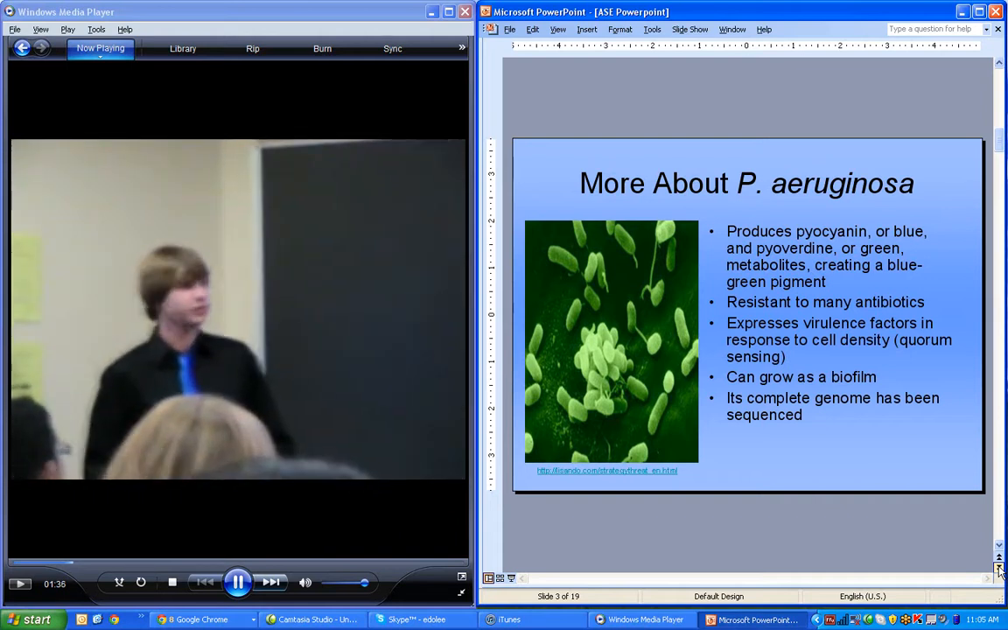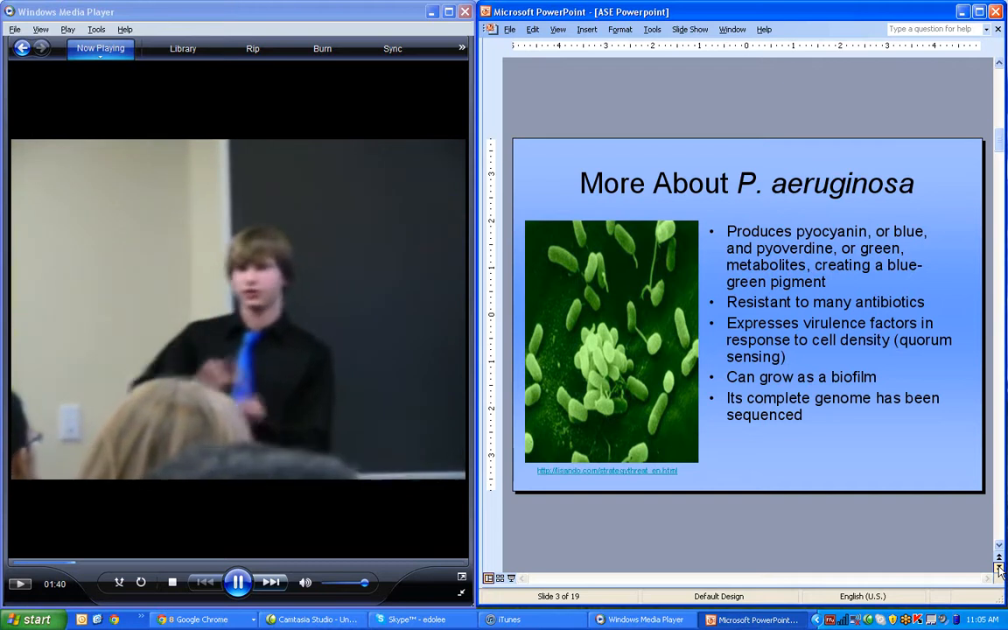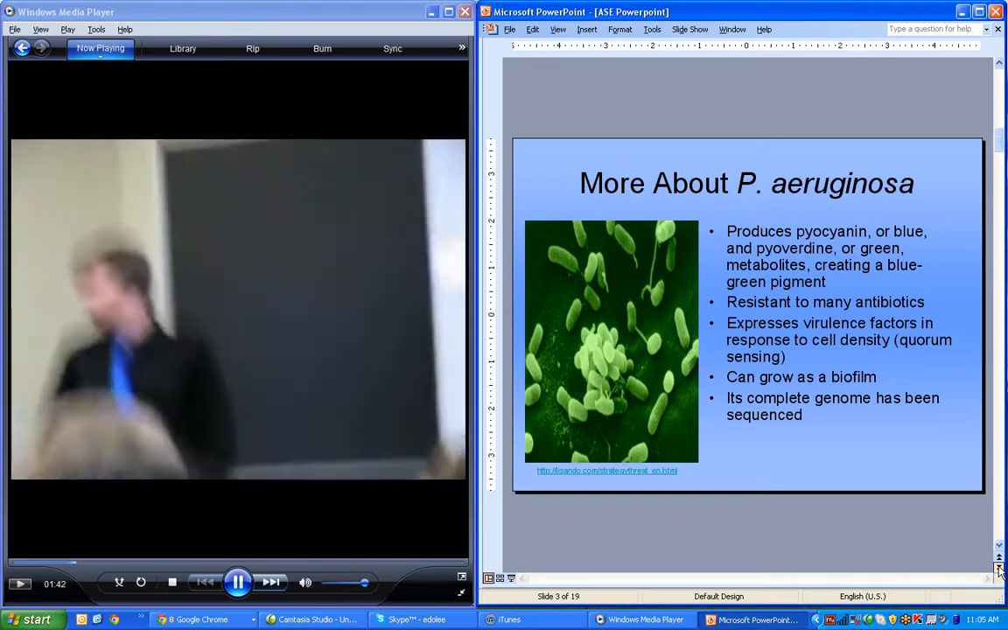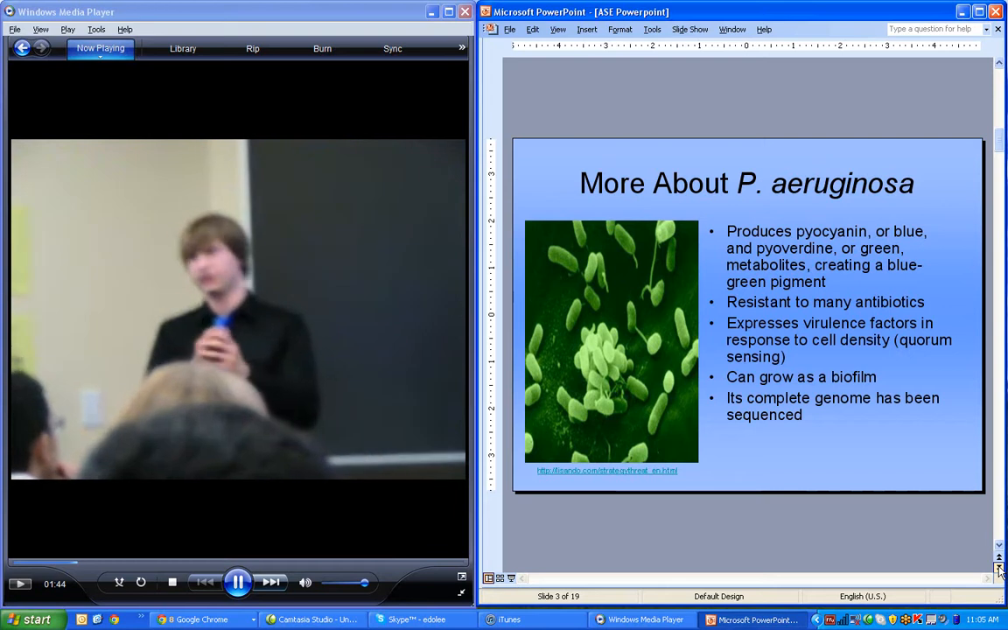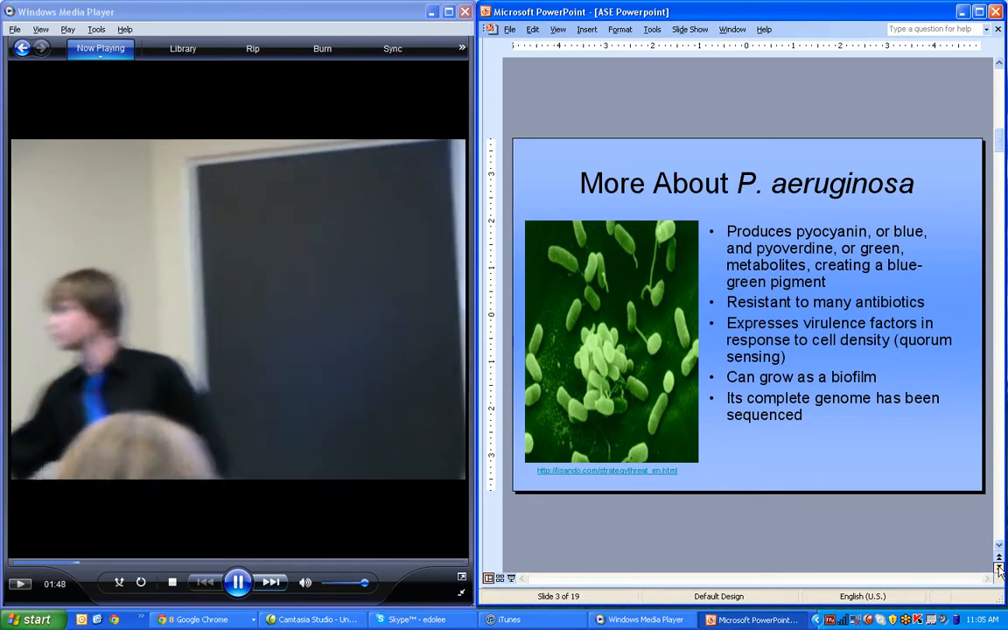They can grow as a biofilm to protect themselves, which is basically layers of Pseudomonas aeruginosa surrounded by slime, meant to protect the bacteria in the center, and its complete genome has been sequenced.